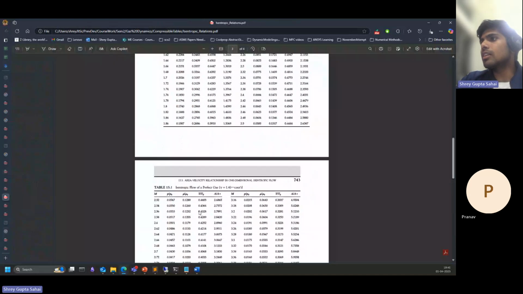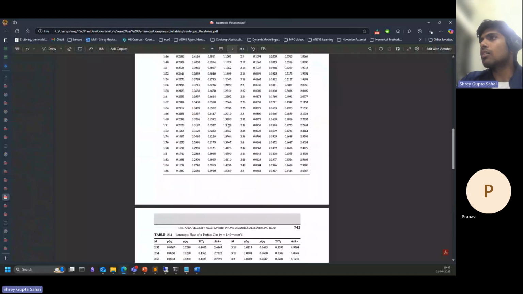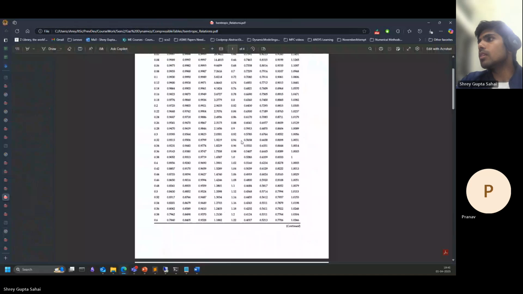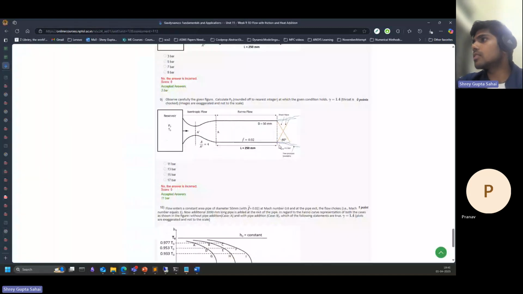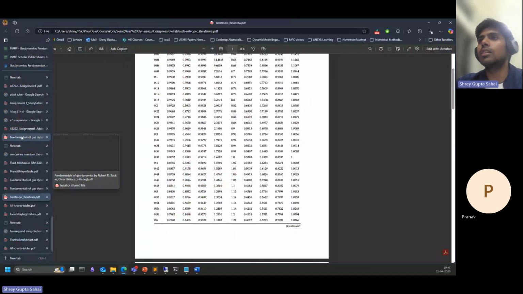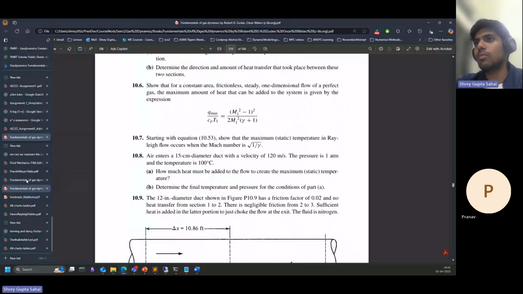What is P by P star, or P by P naught, near Mach 1? Close to Mach 1, P by P naught is okay. So if we consider 1 bar as the static pressure, let's consider it's open to atmosphere, so it's a pressure boundary condition. This is the free pressure boundary condition. Free pressure boundary implies that the static pressure is 1 bar. Maybe that's how you solve this problem.